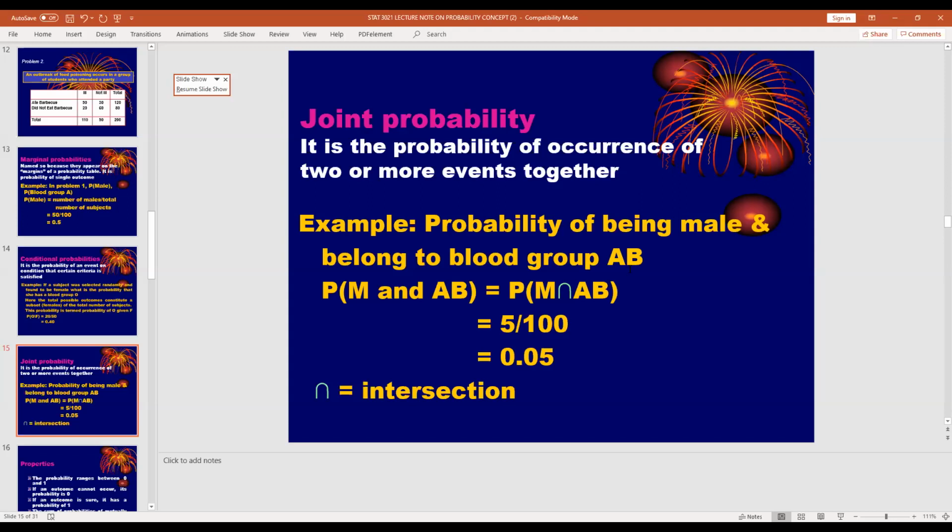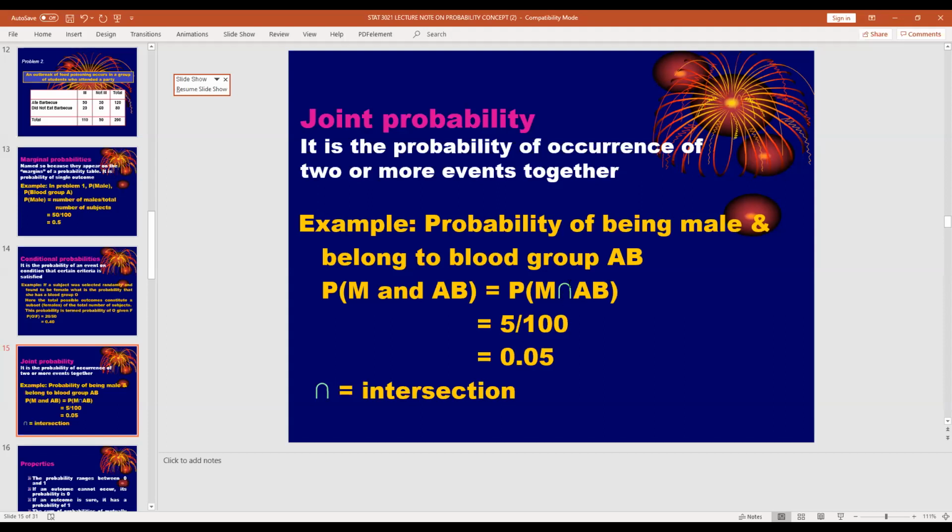If I want to do that, it means I want the probability of being a male and belonging to that blood group. Mathematically, if I want to write that, this is a statement, and in mathematics we bring in this kind of sign. That's the notation for joint, and we also call that intersection. Mathematics is very easy, but the only thing we need to learn is notation: do I understand what a particular notation stands for?